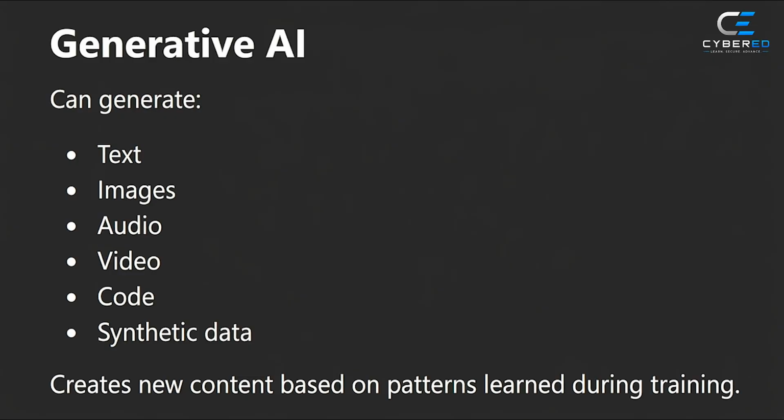Generative AI is different from traditional classification-based AI. Instead of simply deciding whether something belongs to a category, generative AI creates new content. This might include text, images, audio, video, code, or synthetic security data. Two important technologies associated with generative AI are transformers and GANs.